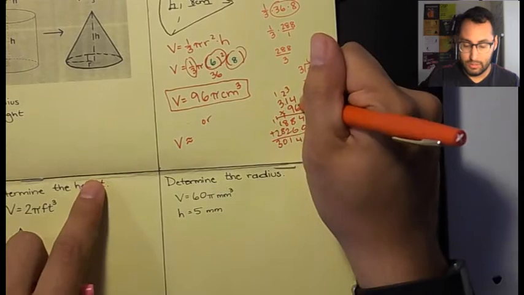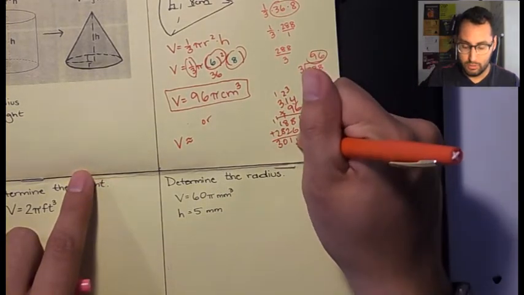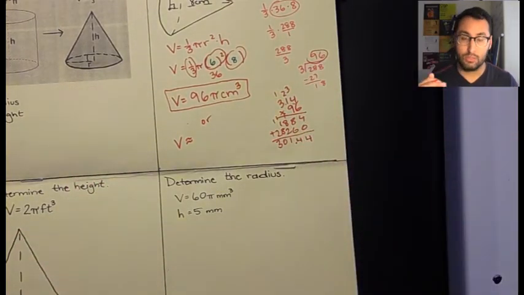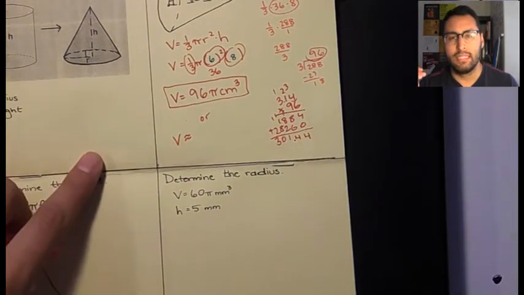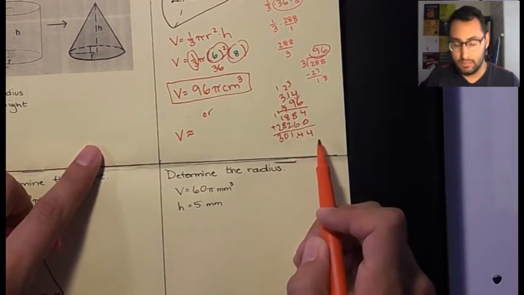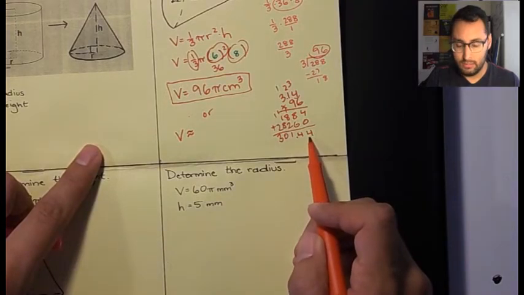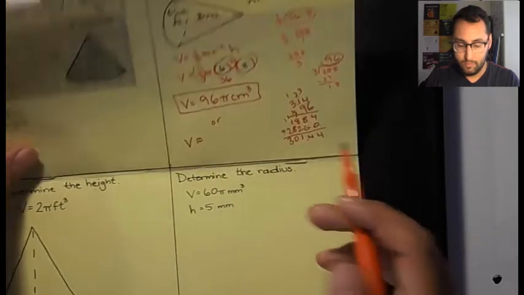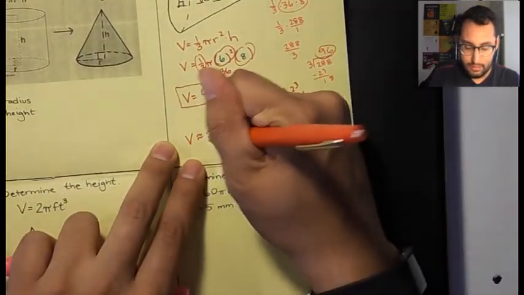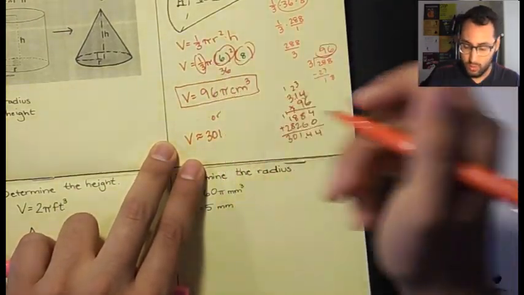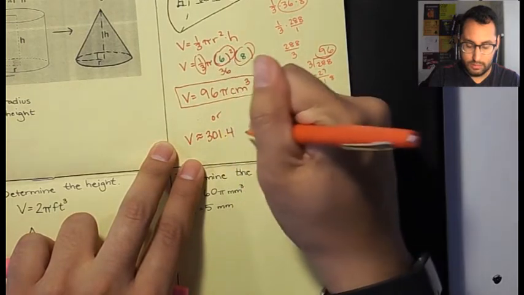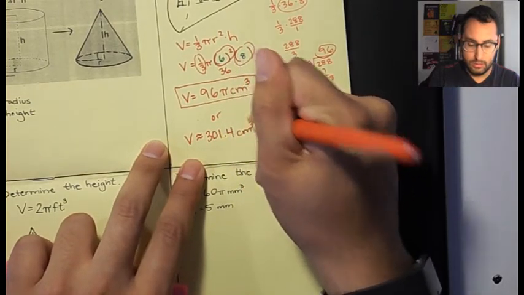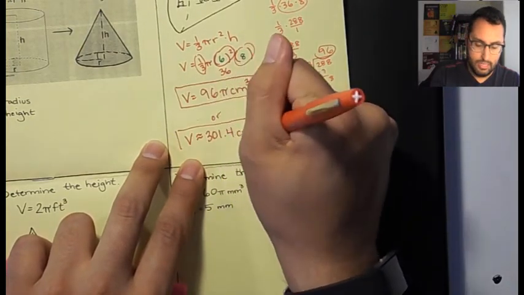Now the thing is, we have to move the decimal point 2 spaces to the left. So two decimals to the left is 301. Now typically we'll round to the tens place. So we look at the hundreds place to tell us what to do. The 4 tells this 4 to stay because it is not above 5. So our final answer is 301.44 centimeters cubed.